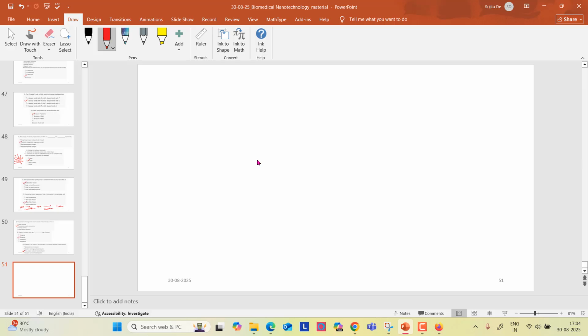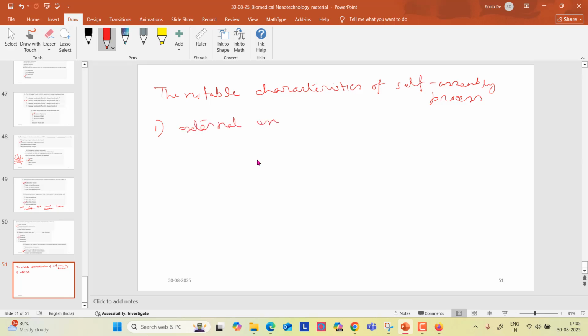So the first question is: the notable characteristics of self-assembly process. Option 1 is they require external energy input.